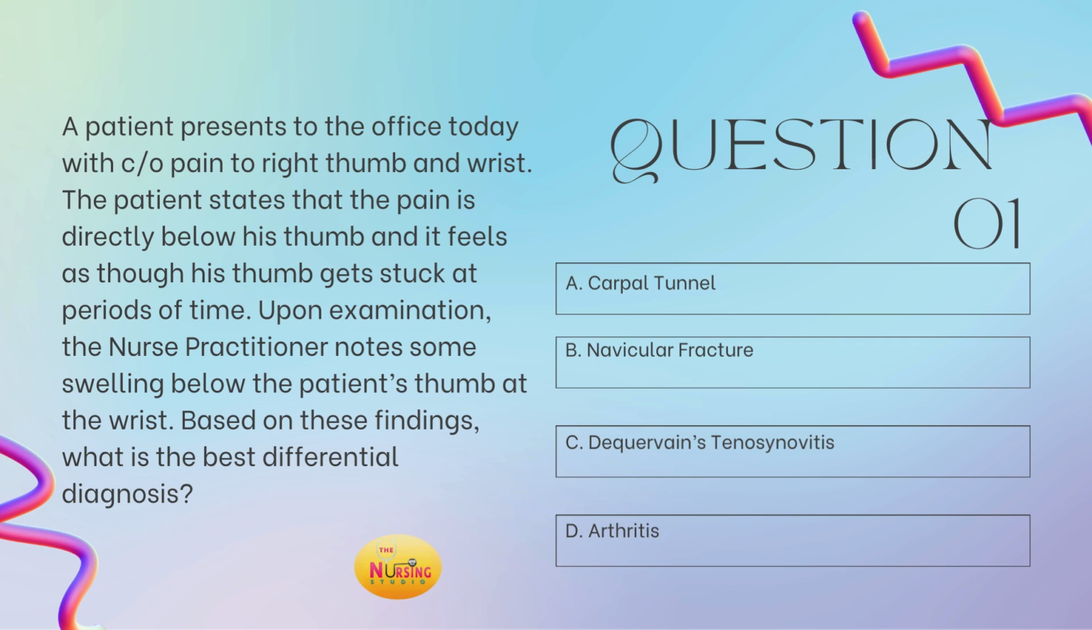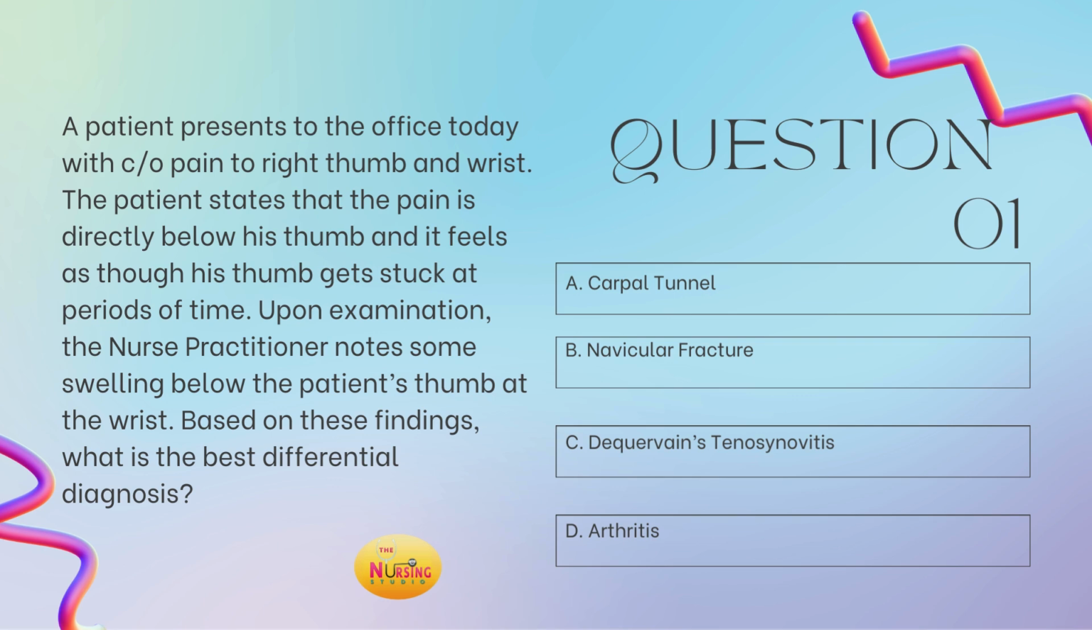So the patient is complaining of right thumb pain and wrist pain, right? That's the initial complaint presentation. He's explaining that at some points that thumb feels like it gets stuck. And on exam, the nurse practitioner notes some swelling below that patient's thumb right at the wrist also. Now, when we're looking through these answer choices, even if you get stuck, try to work your way through. For example, A, carpal tunnel.